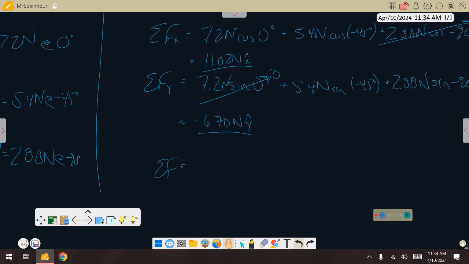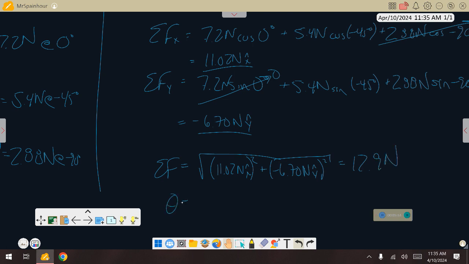I'm just going to say the sum of forces is equal to the square root of 11.02 newtons x hat squared plus negative 6.70 newtons y hat squared. And that should give me about 12.9 newtons. I think the answer key originally said like 13.